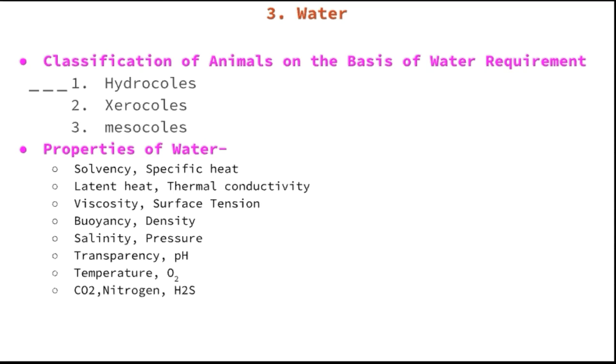We know very well, depending on the requirement of water, ecologically animals are classified in three groups: the hydrocoels, xerocoels and mesocoels. In the hydrocoels, these animals require a very large amount of water. Those animals are called hydrocoels, and they have aquatic adaptations such as a streamlined body and fins. That is the hydrocoel. Another is the xerocoels.